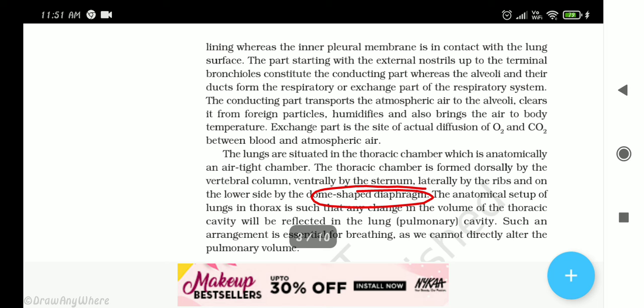Diaphragm is a dome-shaped, sheet-like structure, and it is called the diaphragm.